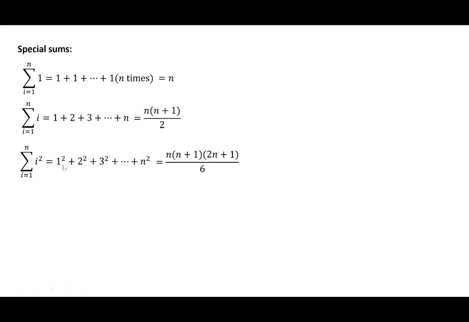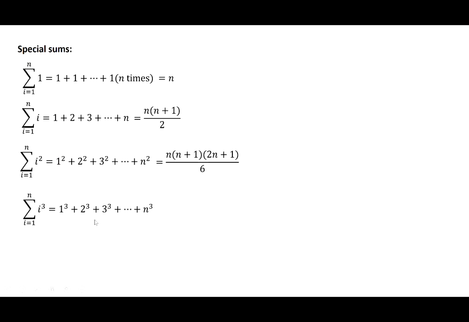So here, is this formula right? Again, let's pick 3 terms. 1 plus 4 plus 9. 1 plus 4 is 5. 5 plus 9 is 14. n is 3. 3 times 4 is 12. 12 divided by 6 is 2. Okay, so we have a 2 now. 2 times 3 is 6. 6 plus 1 is 7. 2 times 7 is 14. Yep, that worked out. So this formula is right as well.